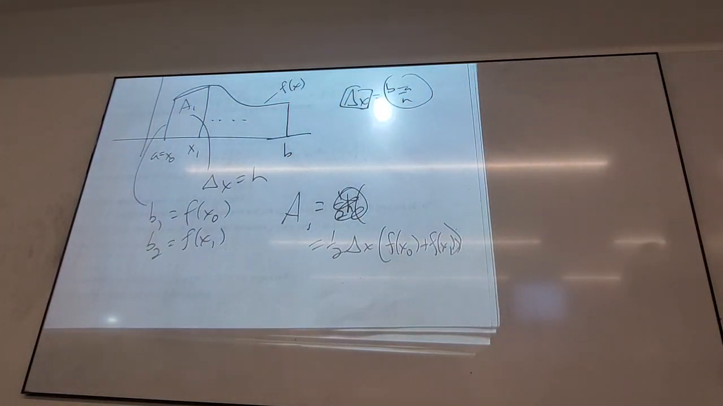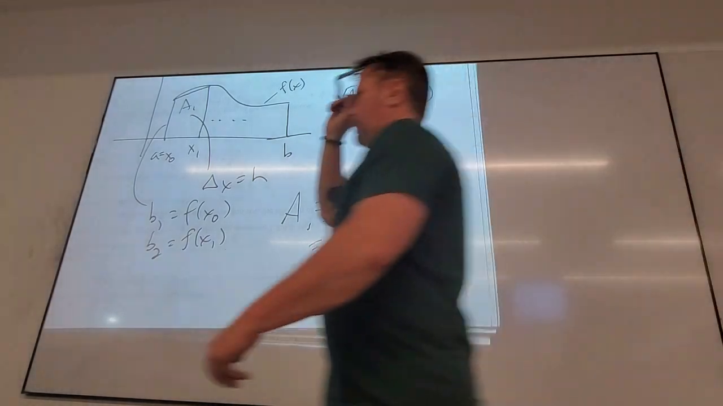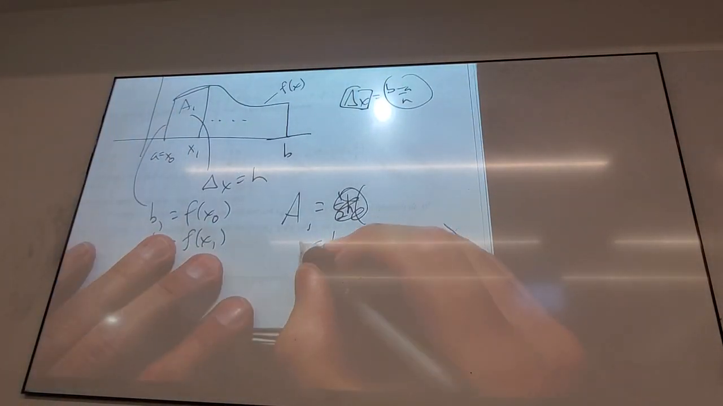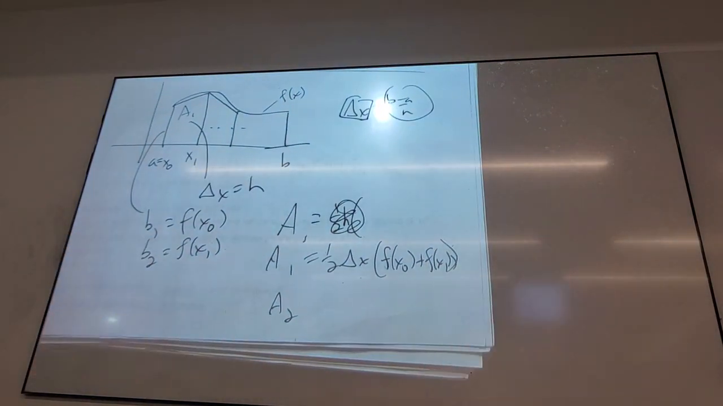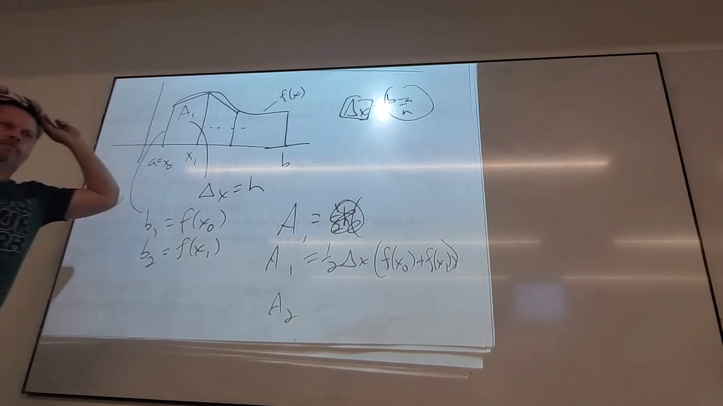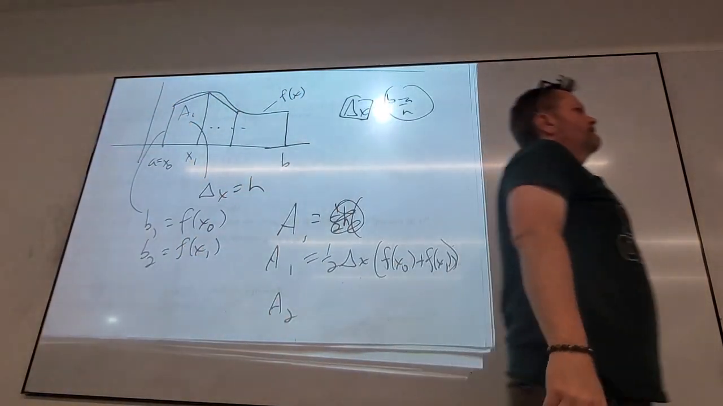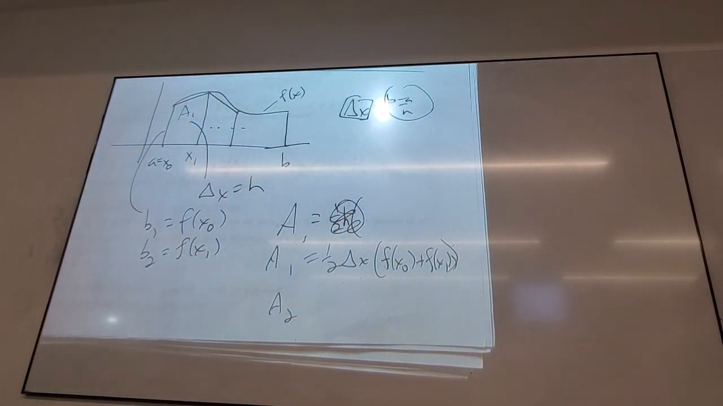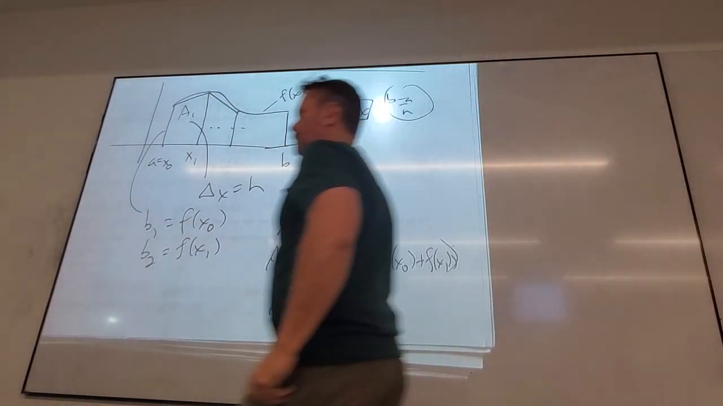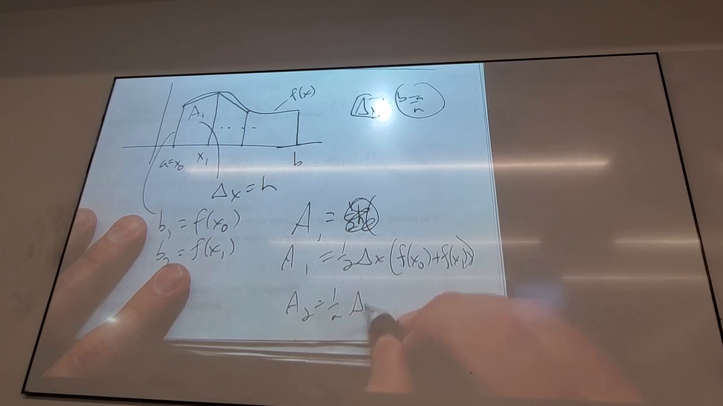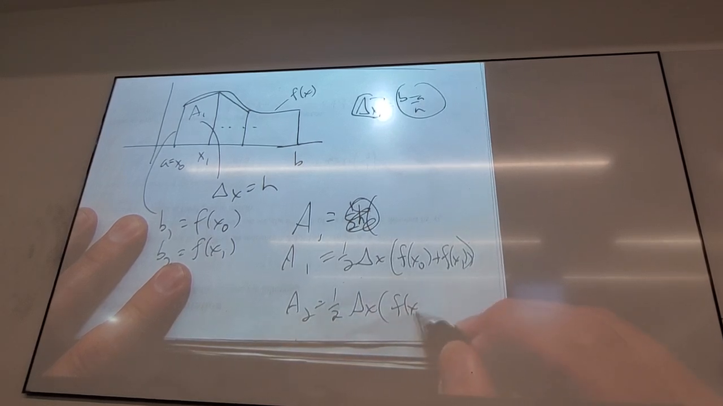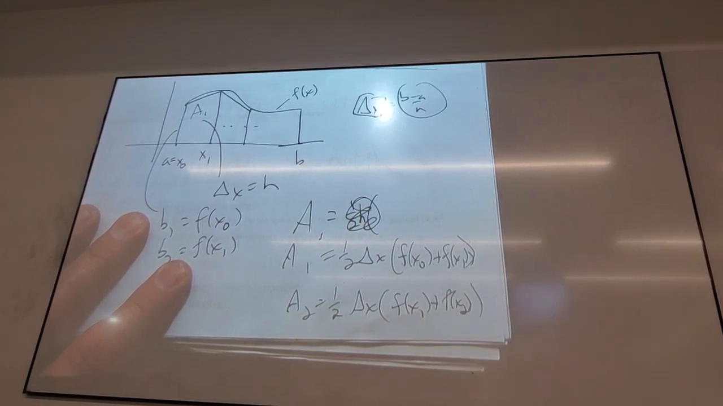Can you write right underneath that what A2 would be? Don't say it out loud. Just take a moment. What do you think A2 would be? If I go forward and I do the next thing, don't do all the work. You should be able to just see the form of it. What inputs will my next trapezoid be using? X1 and X2. So what will it look like? 1/2 change of x times f of x1 plus f of x2. Yes.